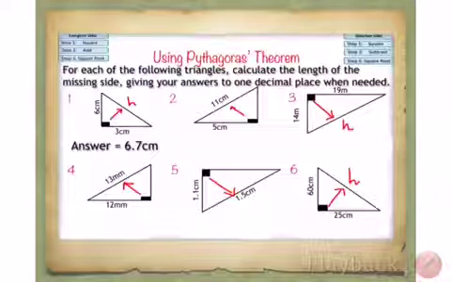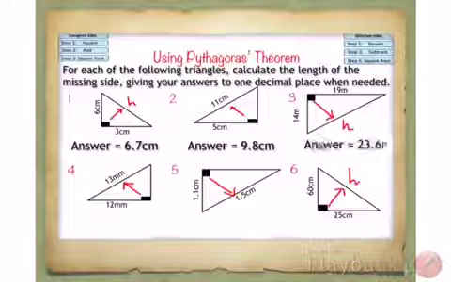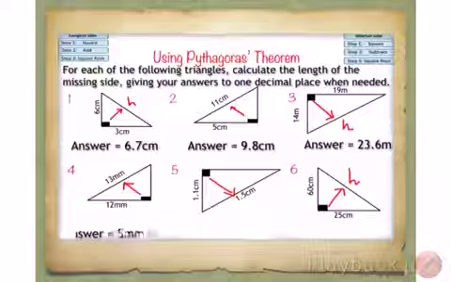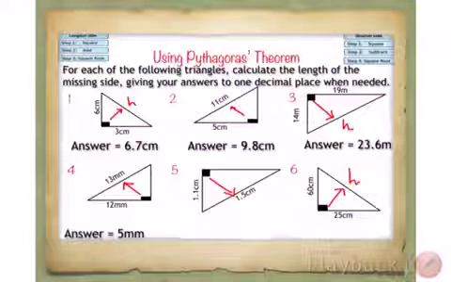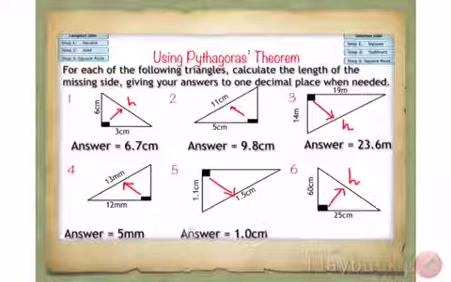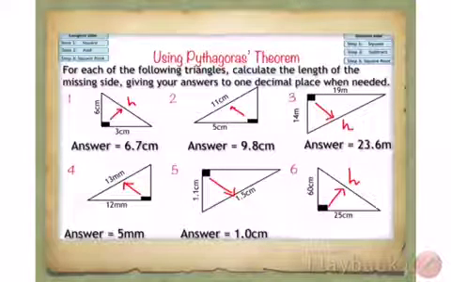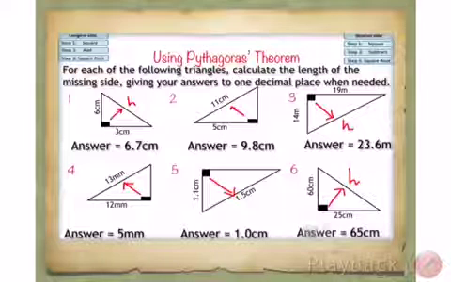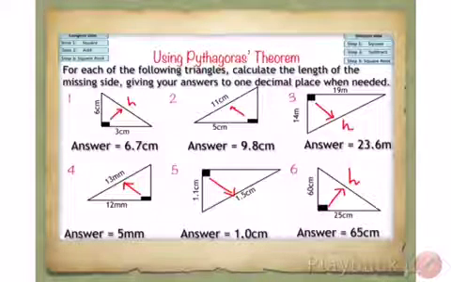The first answer is 6.7, 9.8, 23.6, 5 millimeters. Watch out for your units, make sure they're accurate. 1.0 centimeters. It's asked you to round to one decimal place where needed, so make sure you got question 5 right. And 65 centimeters in the last one.